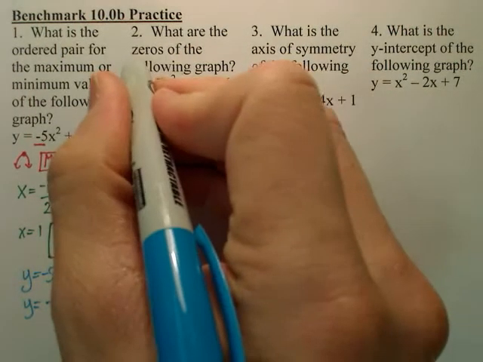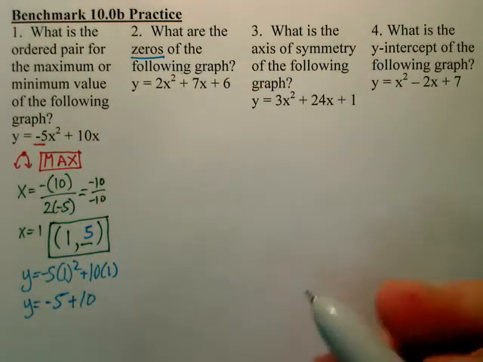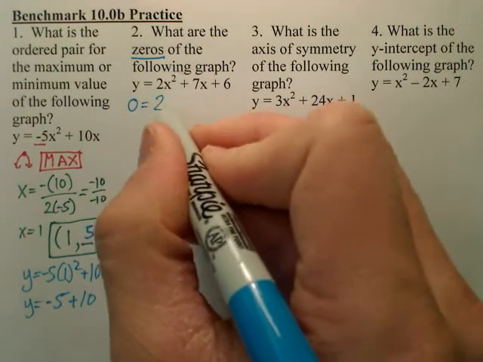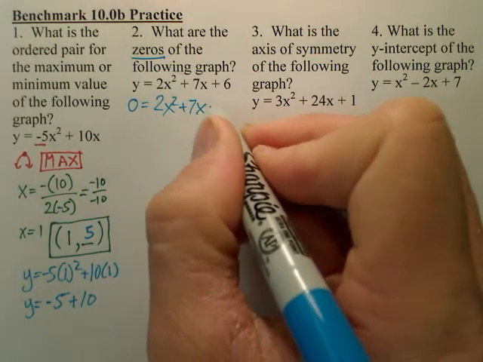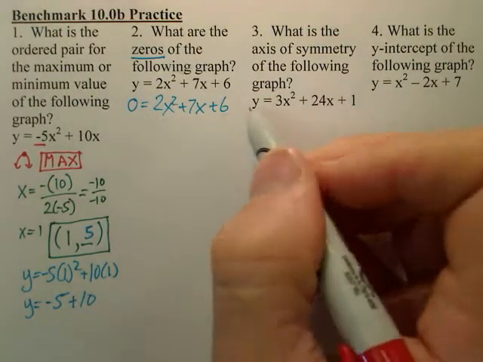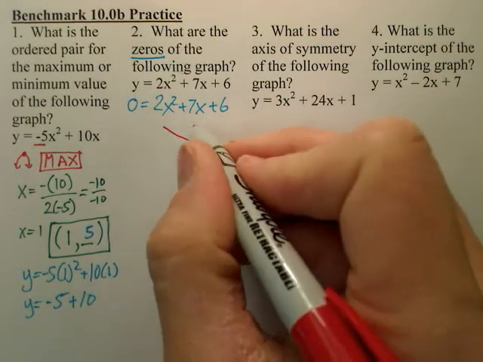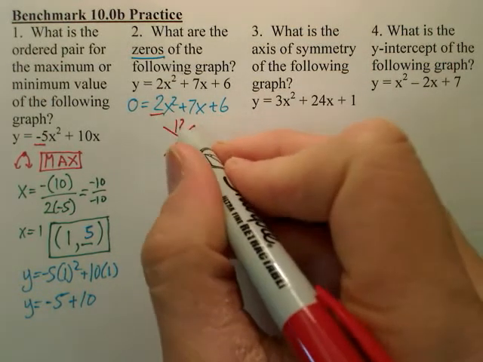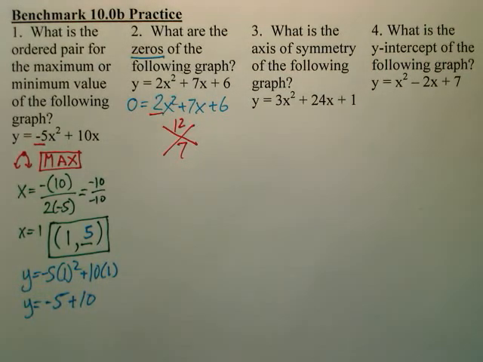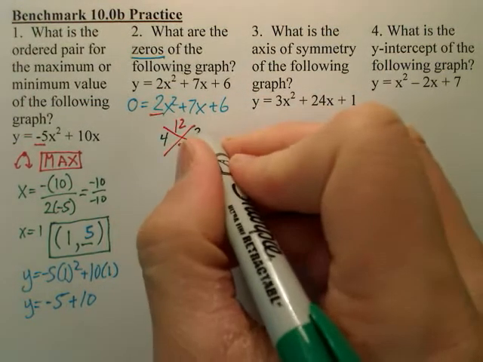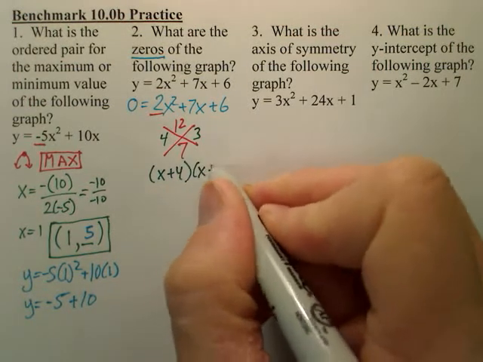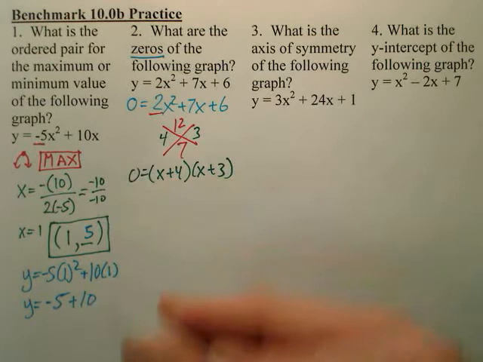Number 2, if I want these zeros, zeros are x-intercepts. So to find x-intercepts, you have to set 0 for y and solve for x. And in the process of doing this, some of you go, how do I solve this? You have to factor. So 2 times 6 is 12. 7 comes down. What two numbers multiply to get 12 and add to get 7? Hopefully you notice that's 4 and 3. So I have x plus 4, x plus 3. Remember that's equal to 0.